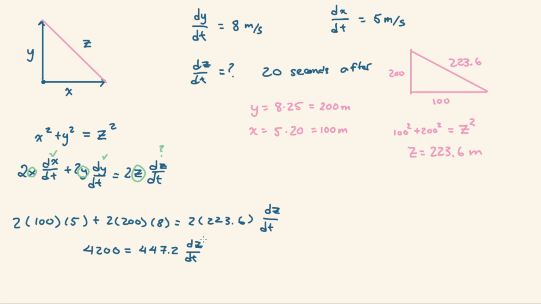And so if you just do 4,200 divided by 447.2, you're going to get 9.39 is equal to dz over dt. Okay, and that's the answer for question B. Or at least I should add my units here. It's 9.39 meters per second. And that's your answer for question B.